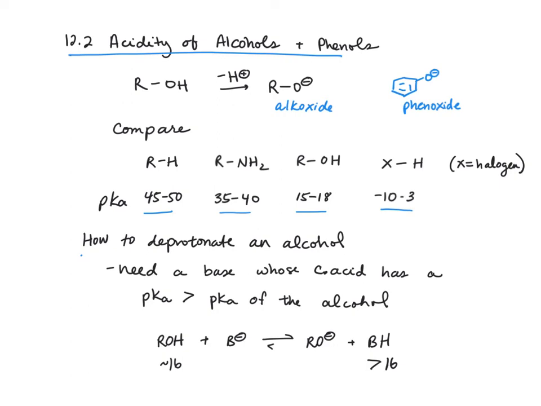How can you deprotonate an alcohol? You need a base whose conjugate acid has a higher pKa than the pKa of the alcohol. And I've written this in a generic equation with a generic alcohol and a generic base. So in this equation, our alcohol is deprotonated by a base to form an alkoxide and our protonated base. So this protonated base needs to have a pKa of greater than 16 for this equilibrium to lie to the right.